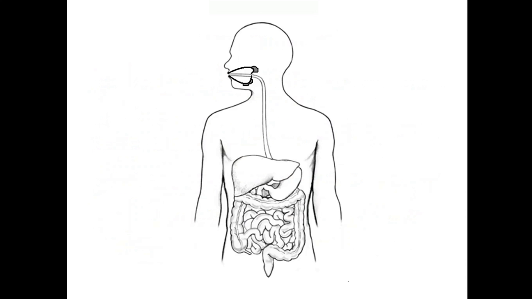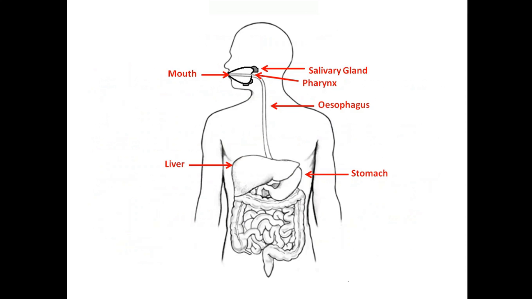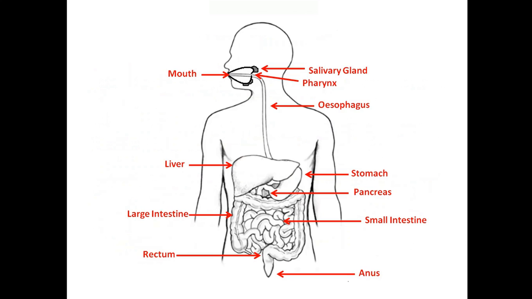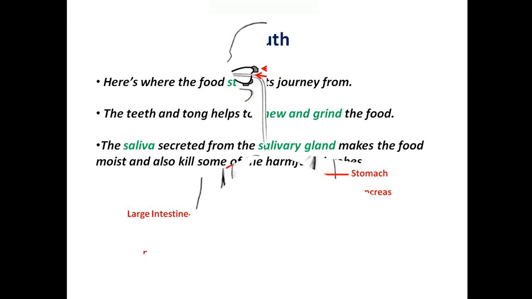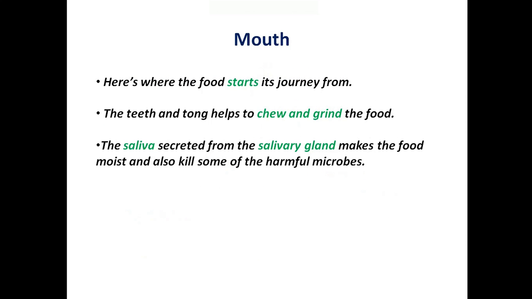Here's a diagram of our digestive system. Let's label the diagram. Mouth, salivary gland, pharynx, esophagus, liver, stomach, pancreas, small intestine, large intestine, rectum, and finally the anus. Now we'll discuss each of these organs, and I'd recommend you keep this diagram in mind throughout this video. First of all is our very own mouth.